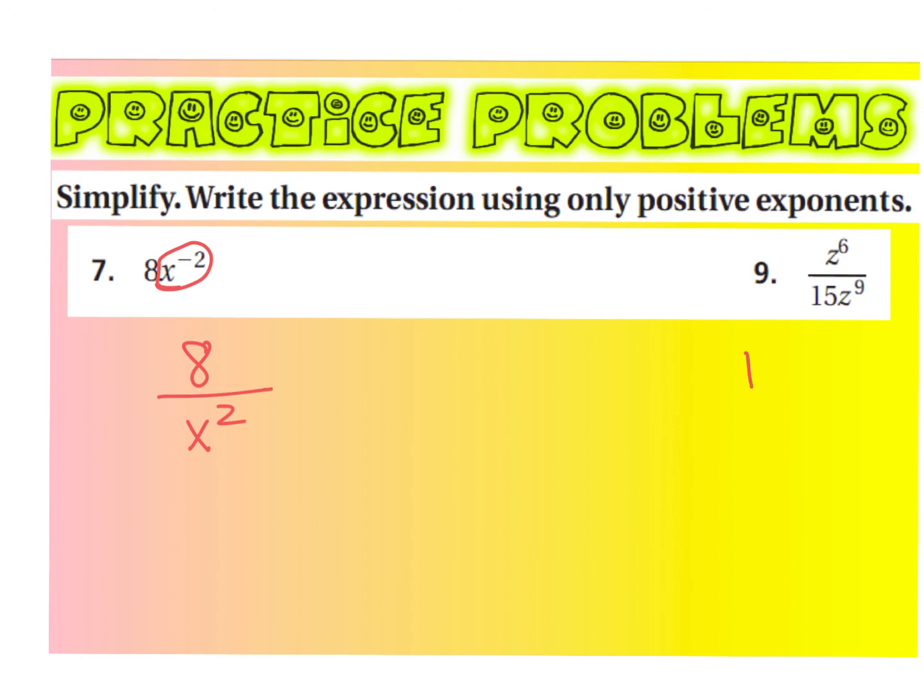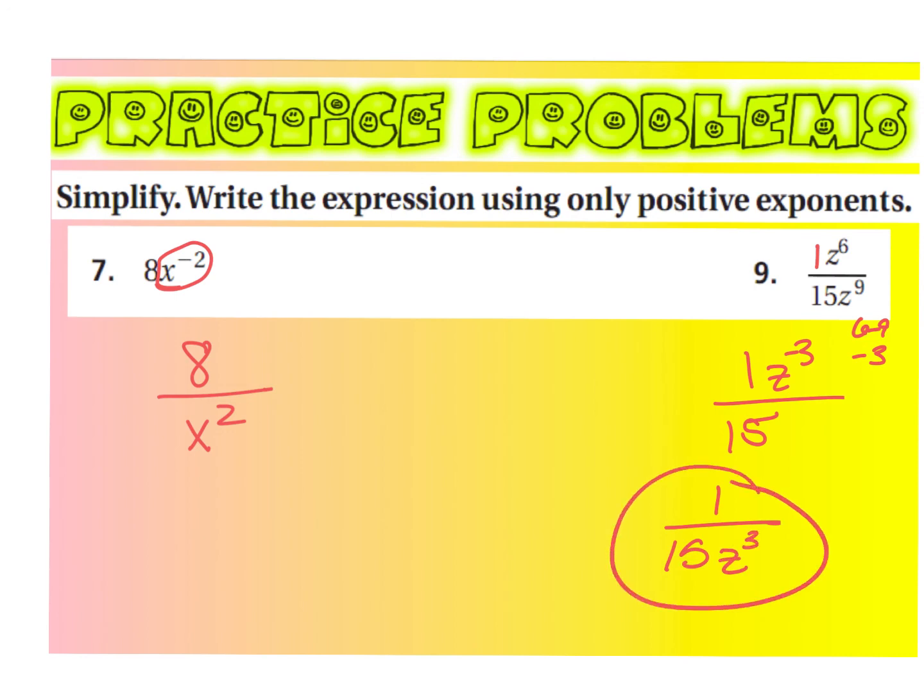We have 1 over 15. Those are going to stay put because we have a 1 here. 6 minus 9 gives us a negative 3, so we'd have z to the power of negative 3. But that's going to move to the bottom. So 1 over 15, z to the positive 3. There's our answer. Only the exponent, the variable with the exponent, moves to the bottom.